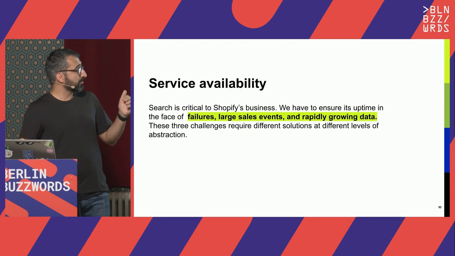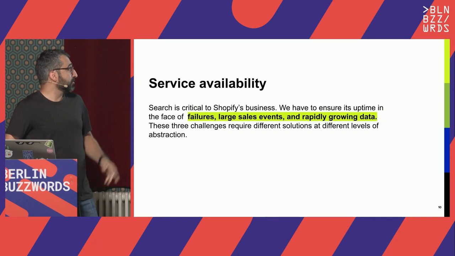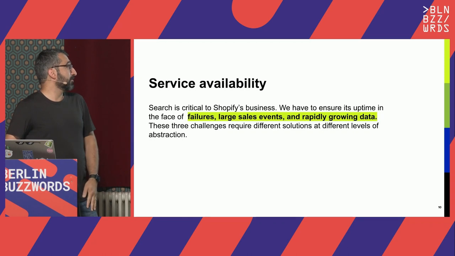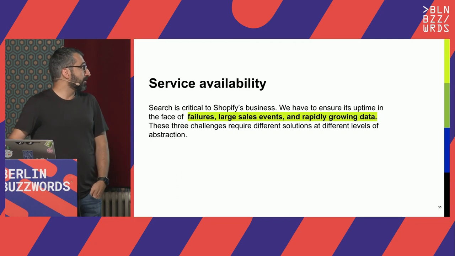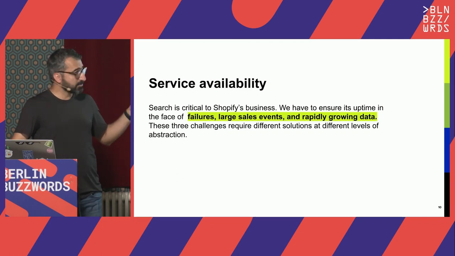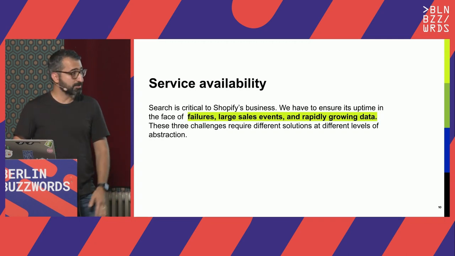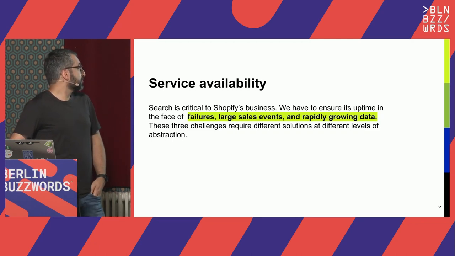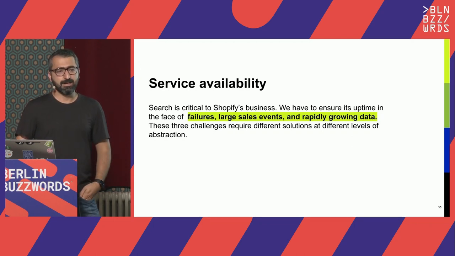So for this talk, we decided to break up the failure domains into three categories. You can have system failures of any kind that can impact your availability. There's large sales events. We call them high volume commerce events. We'll get into those. Those can affect your availability. And then rapid data growth. As you onboard more merchants or as merchants add more data, data is ever growing. You're never going to shrink. So these are the three areas that we tackle to make sure that we offer a highly available service.